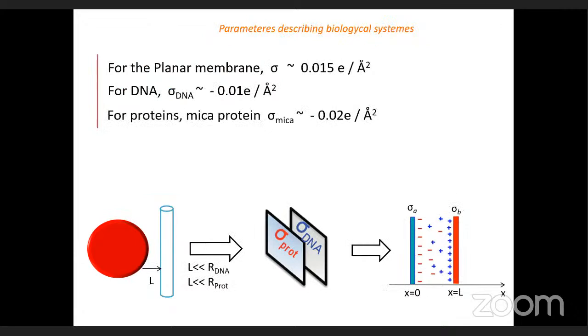Here we give some biological parameters. For example, for a planar membrane, the surface charge is equal to 0.050 electron per angstrom squared. For DNA, we have this value, and the charge of the DNA is negative, minus 0.01 electron per angstrom. And for a protein like mica, I found this value.